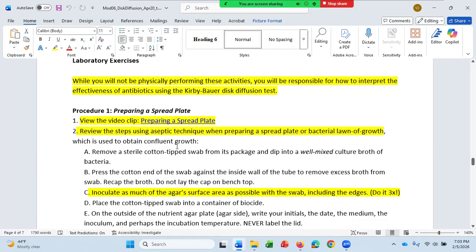In procedure 1, there's a video clip to watch on preparing a spread plate. Review the steps for using aseptic technique when preparing a spread plate or a bacterial lawn of growth. You go ahead and go through that now.